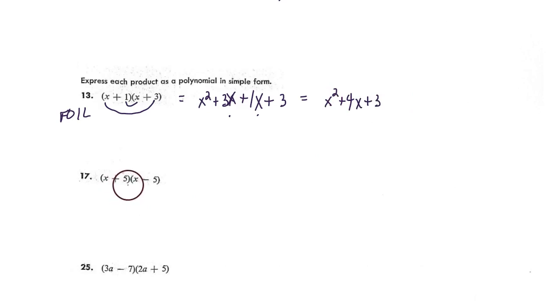Next one is FOIL as well, but it's even a special case of FOIL because those match each other and you got a plus and a minus. This time you'll only do the F and the L to save time. X times x is x squared. 5 times negative 5 is negative 25.